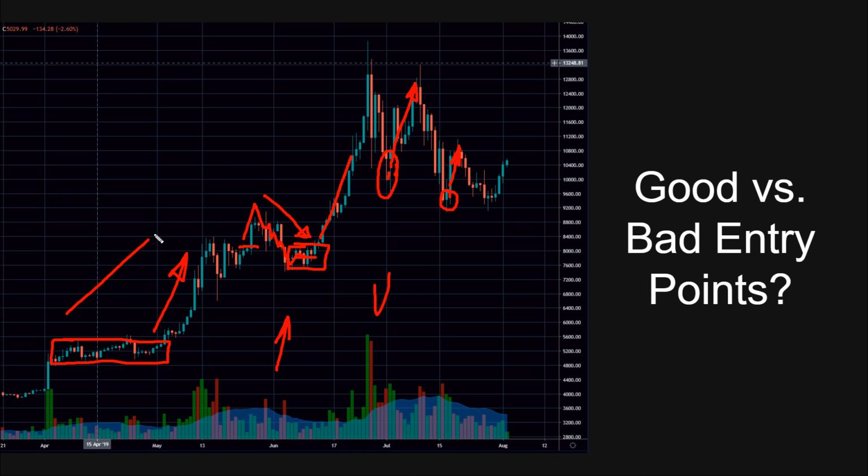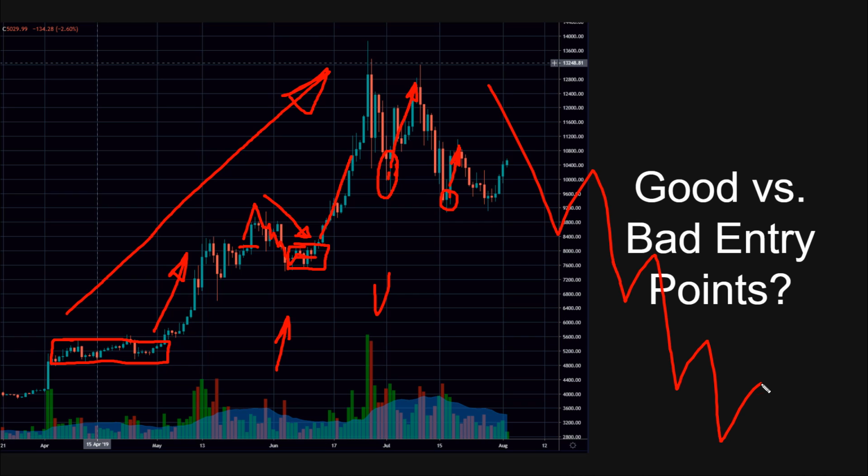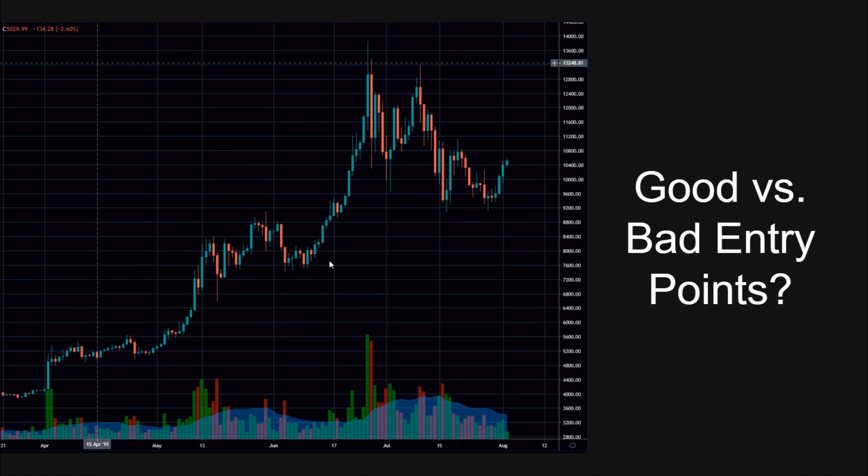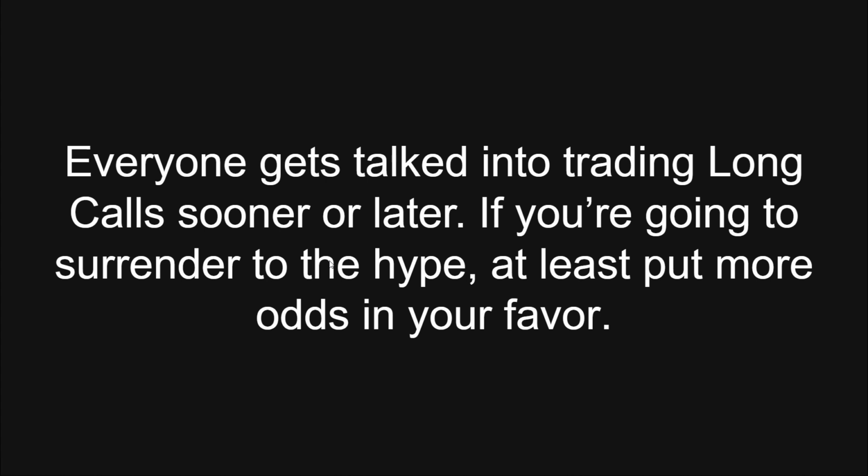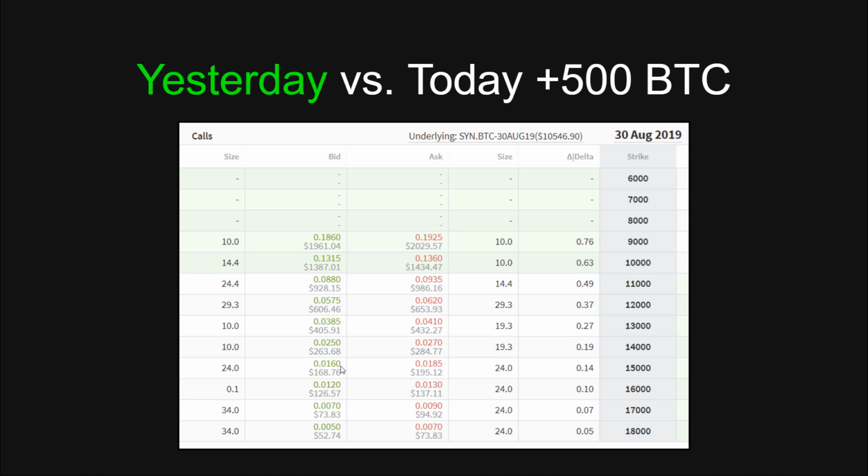And of course, this also implies that you're trading these on an uptrend. You never ever want to go long call options on a primary downtrend or bear market. That's just going to be a bad idea. Again, crush will be your worst enemy for that. Everyone gets talked into trading long calls sooner or later. If you're going to surrender to the hype, at least put more odds in your favor.